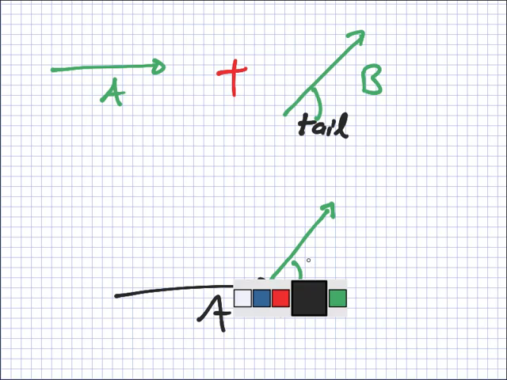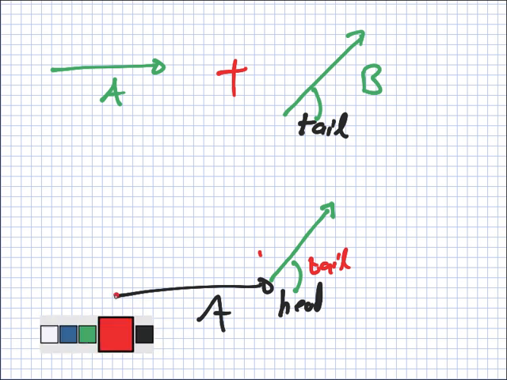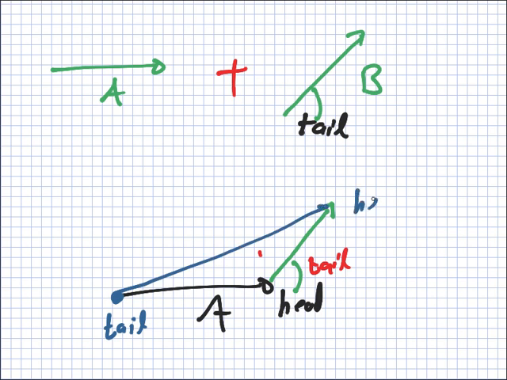And then what you do, when the head of A is at the tail of B, you just draw one vector from here, the tail of A, to the head of B. And this is the result. So this is called the vector triangle. It's simple. You take one vector and put its tail at the other one's head.